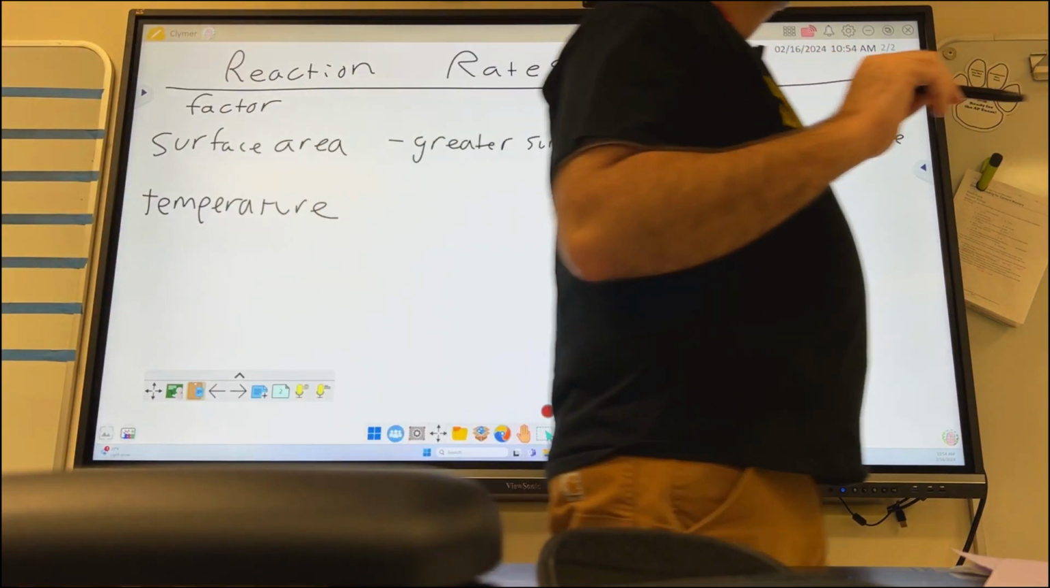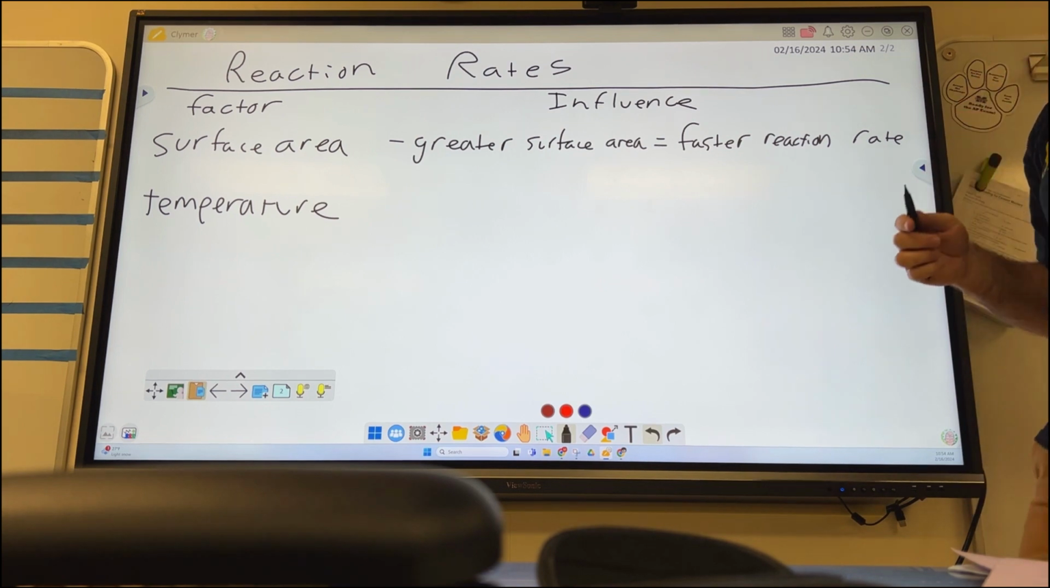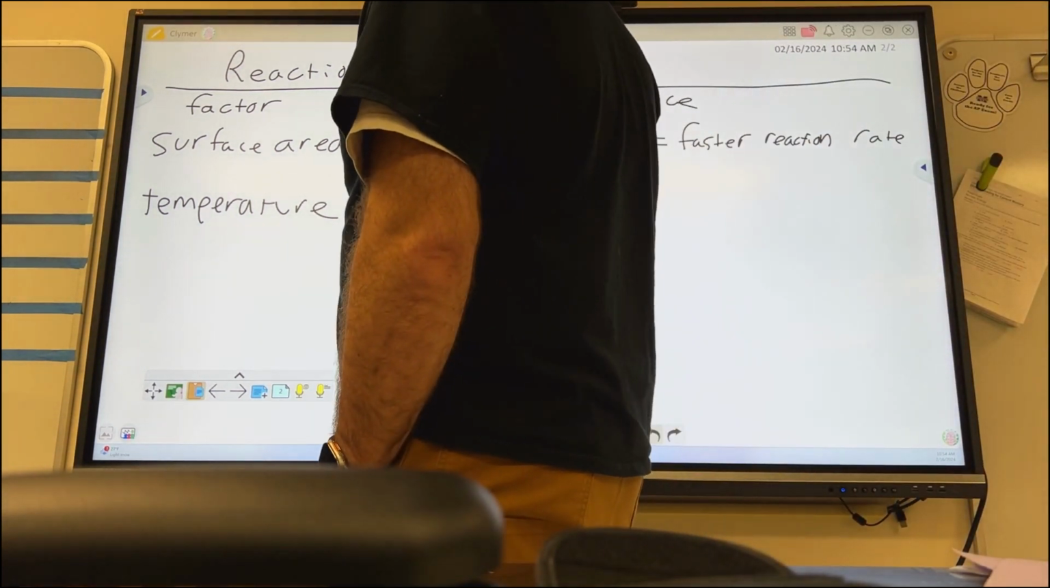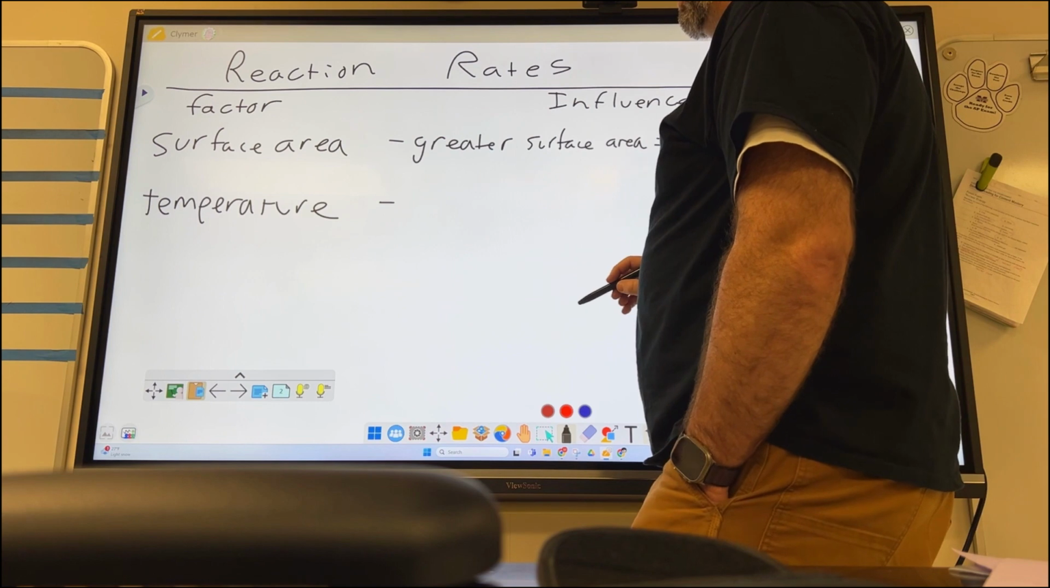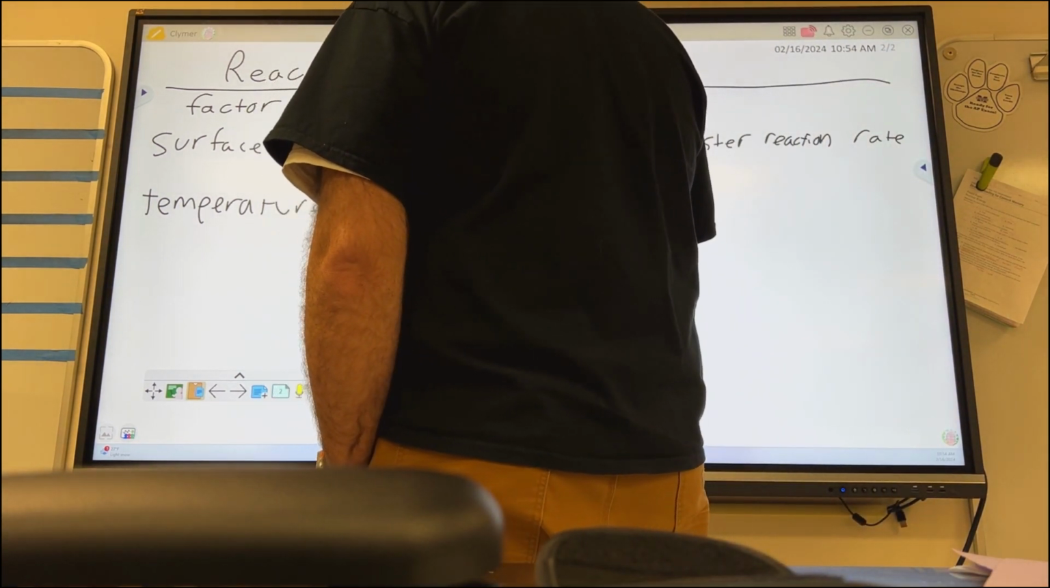Which labs were these? Which examples had temperature as something that we observed, Henry? The tea? How did temperature influence the tea? The hotter water, the tea steeped faster than the cold water. Did it even steep at all for the cold water? Yeah, hardly at all. So we would say influence then is what? Temperature. Greater temperature, the faster the reaction.